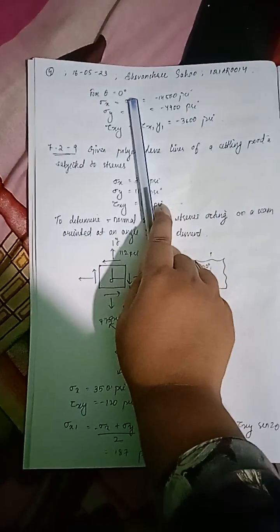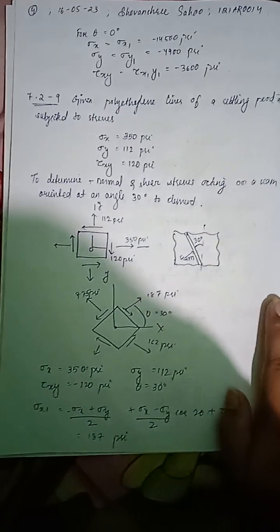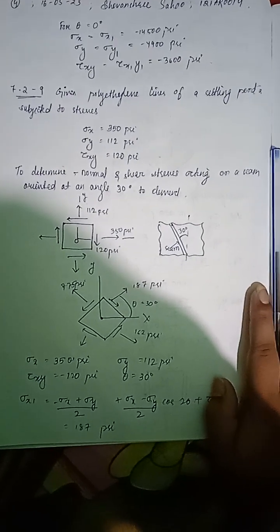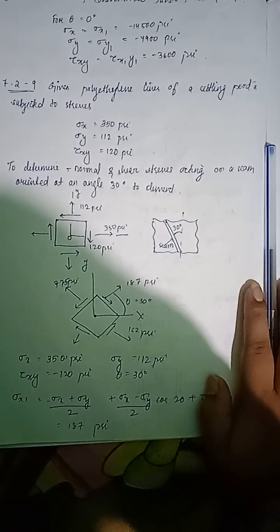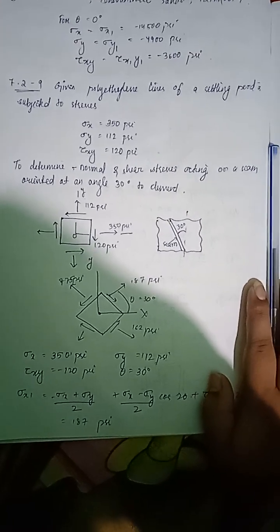So for theta equal to 0, sigma x is equal to sigma x1, which is minus 14,500 pounds per square inch, sigma y is equal to sigma y1, which is minus 4900 pounds per square inch, and tau xy is equal to tau x1y1, which is minus 3600 pounds per square inch.